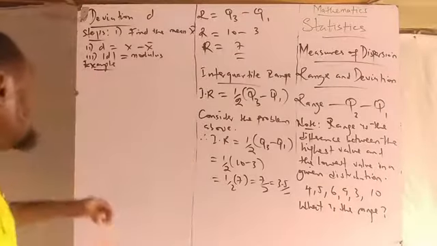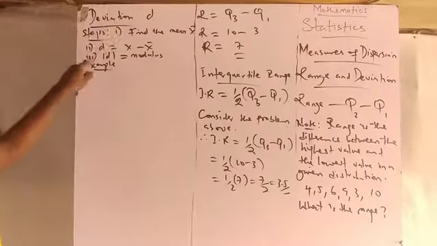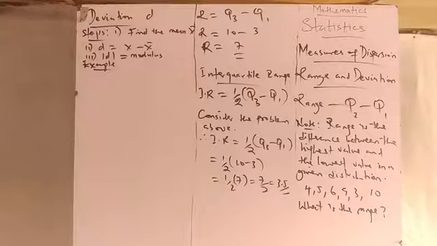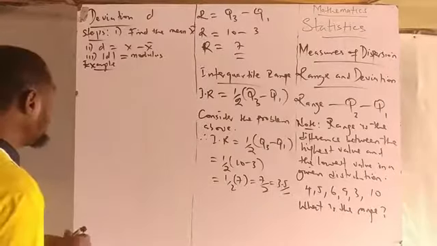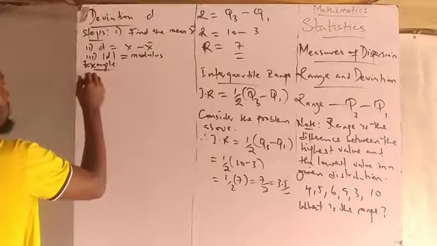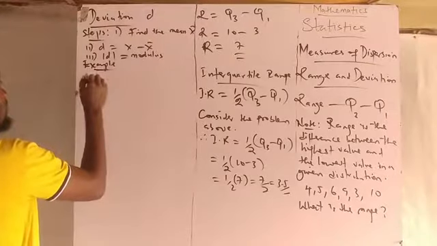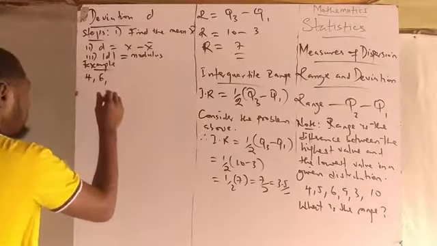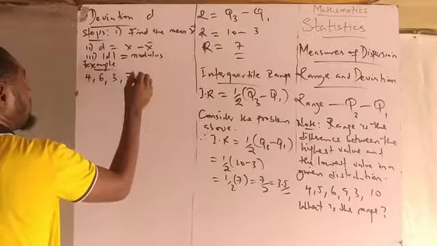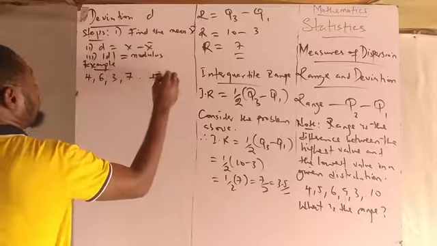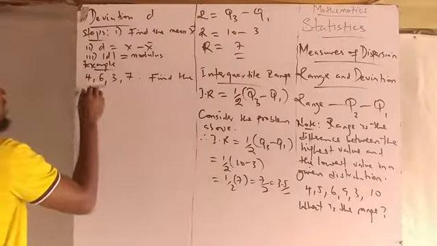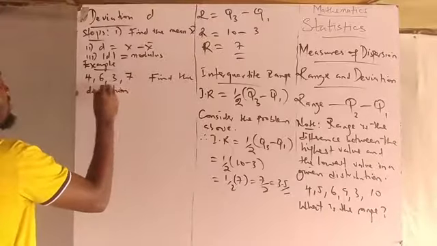So you can as well find the modulus of your deviation. After having your deviation, you can find the modulus and have your numbers all positive. I will deal with that in the next example I'm going to give us. Look at the example we have: 4, 6, 3, 7. Find the deviation.